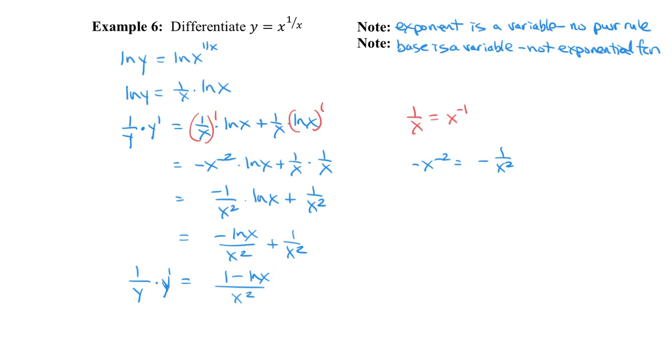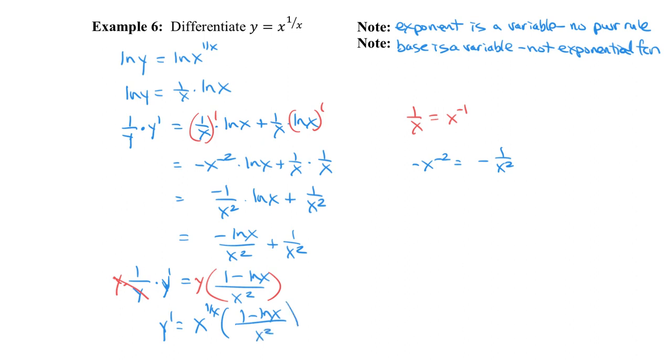Then, of course, if we want y by itself, we want y prime by itself, we need to get rid of 1 over y. So we multiply both sides by y. So I multiply this side by y, and it cancels. Multiply this side by y, and I get here. But, of course, y is just this thing, right? So we finally get y prime equals x to the 1 over x times 1 minus natural log of x over x squared.